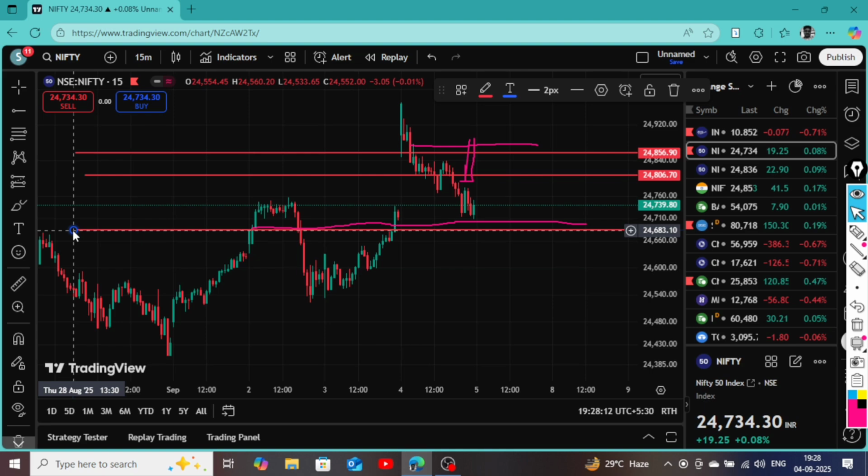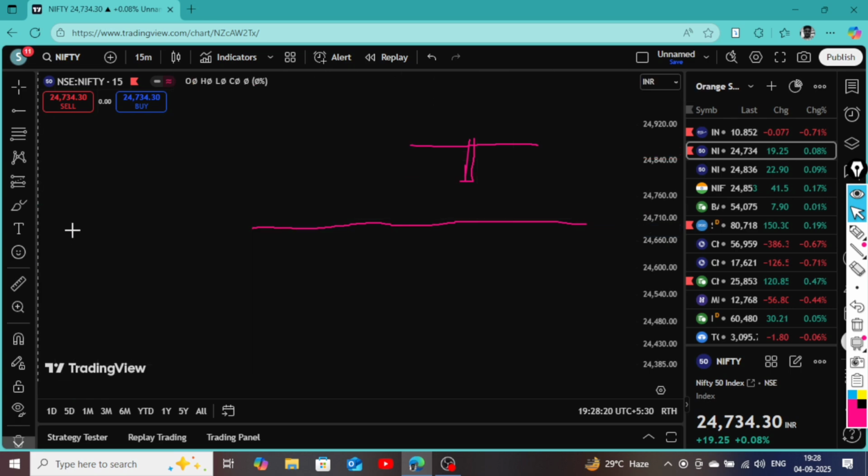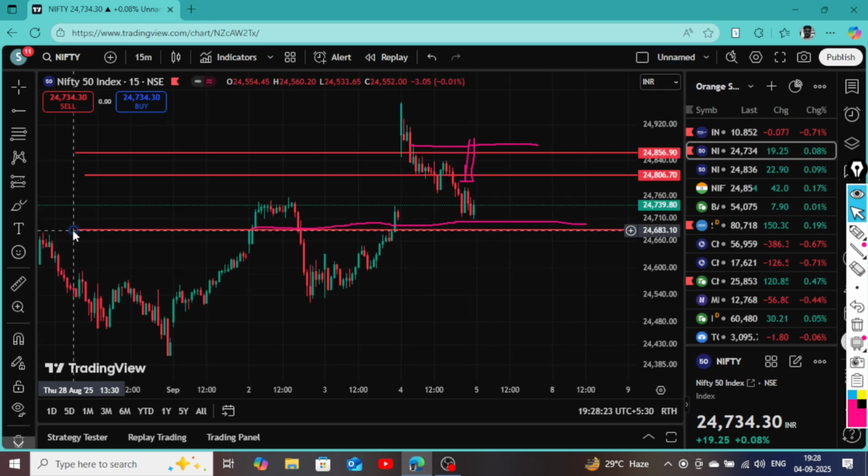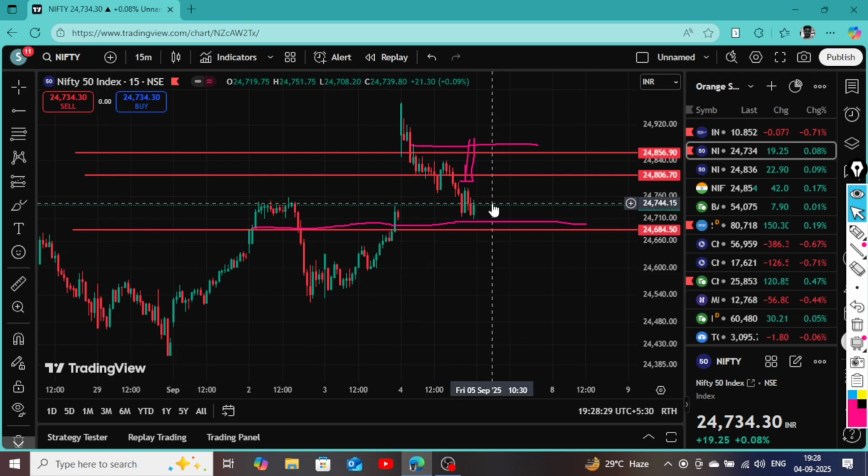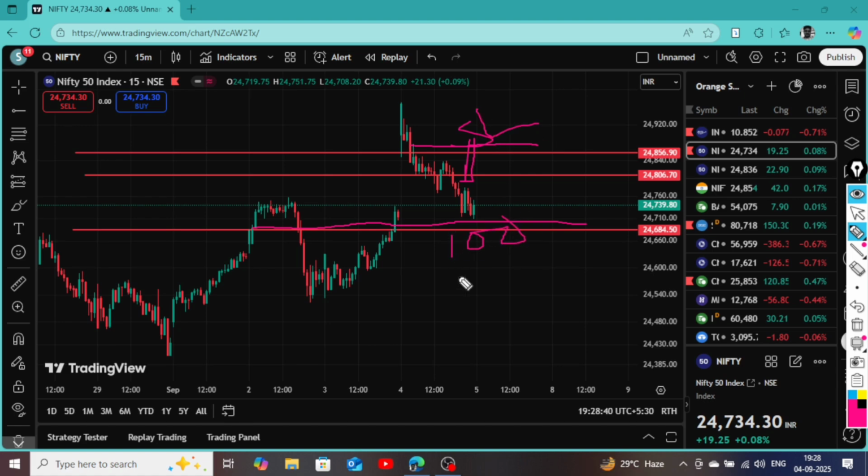So if Nifty opens gap up and moves near 24,850, but then a 15-minute candle closes below 24,800, we can look for a short trade, and the stop loss will be 50 to 60 points, and the target will be 100 to 120 points.